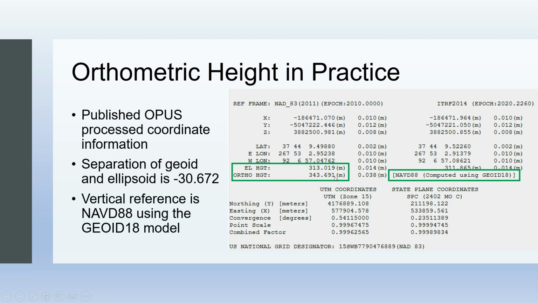The geoid separation at this latitude and longitude in the Geoid 12B model might be different than in Geoid 18. When I say it might be different, it would be different by maybe a centimeter at most, or 2 centimeters at most. It just really depends on your area.